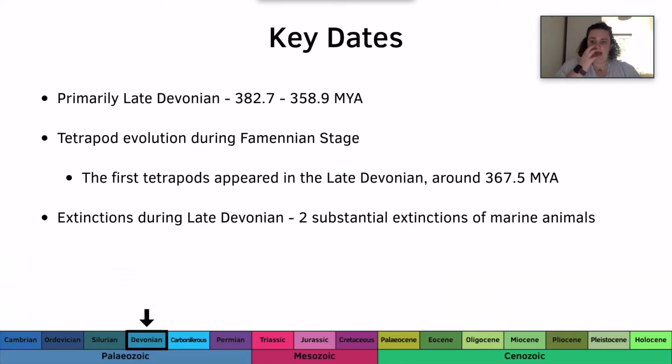So the key dates were late Devonian mainly, during the Famennian stage, and that was around 382.7 to 358.9 million years ago. That's just for the whole of the late Devonian. Tetrapod evolution occurred mainly during the Famennian stage, and the first tetrapods appeared in the late Devonian around 367.5 million years ago. There were two substantial extinctions during the late Devonian as well, which took out quite a lot of marine animals.